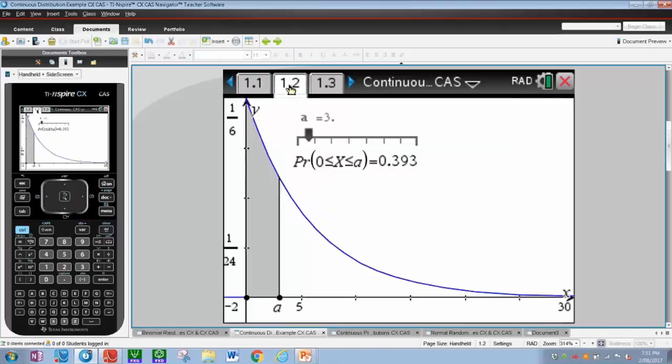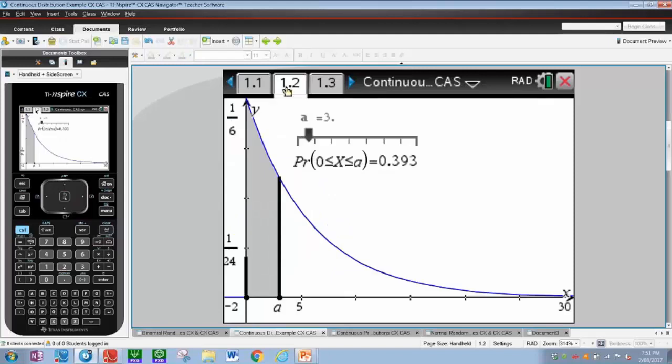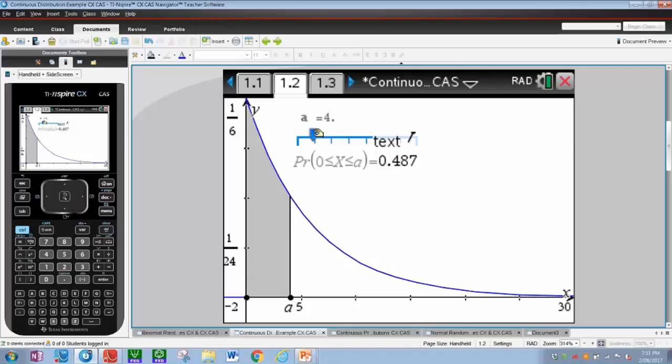The first thing I want to do is identify approximately between what x values we would expect our median to be. So I've got a slider here with the integral between 0 and a particular value, let's call it a, and the slider is currently at 3. As we can see, the cumulative probability from 0 to a is 0.393. If I grab that a value and slowly move it to the right, 3.5, 4, then 4.5, you'll notice that the cumulative probability changes from 0.48 to 0.52. That means somewhere between 4 and 4.5 is going to be our median.